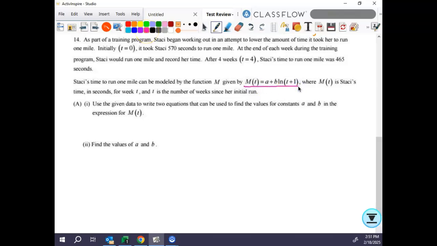a little different. So it says, as part of a training program, Stacy began working out in an attempt to lower the amount of time it took her to run 1 mile. Initially, T equals 0, and it took Stacy 570 seconds to run 1 mile. At the end of each week during the training program, Stacy would run 1 mile and record her time. After 4 weeks, T equals 4, Stacy's time to run 1 mile was 465 seconds.